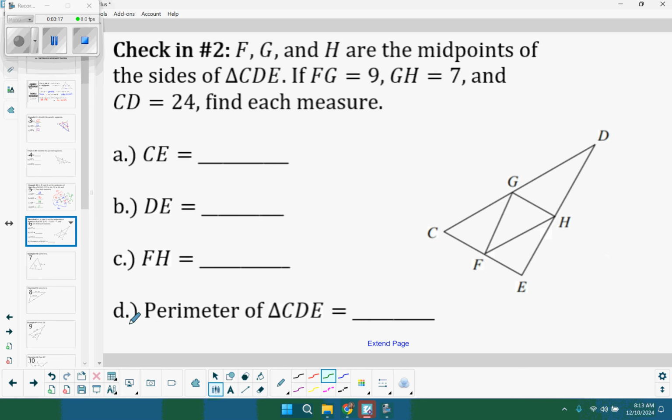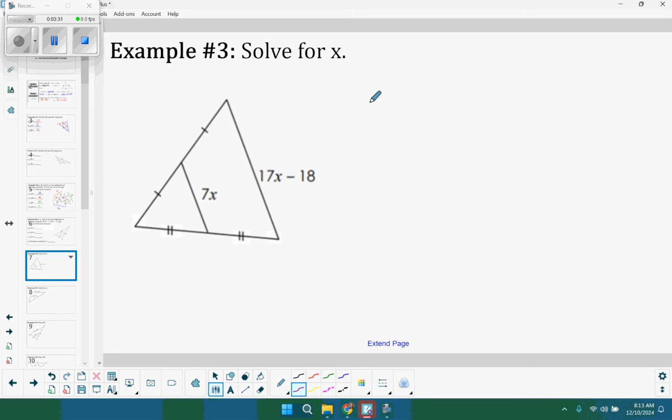For example 3, instead of having values, we have expressions. So we are going to have to use our formula where the side is equal to 2 times the midsegment. In this case, the side is 17x minus 18 equals 2 times the midsegment, which was 7x. So over here we have 14x. I'm going to take away 17x from both sides. So now I have negative 18 equals negative 3x. And when I divide by negative 3, I get x equals 6.